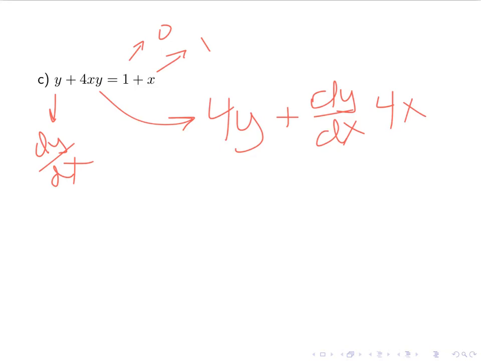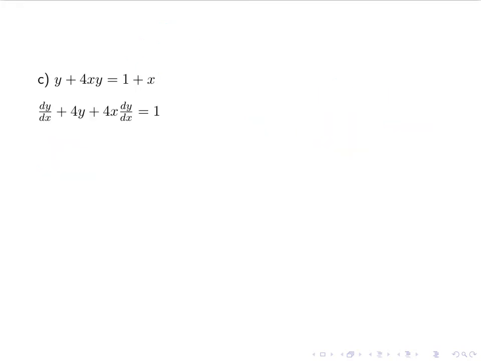Okay. The biggest mistake I see people do is not using the product rule. I have 4x and y, they are being multiplied. That's a product. I need the product rule. So let's clean this up. Dy over dx plus 4y plus 4x dy dx equals 1, just like I said before. Again, I want to get dy dx by itself.